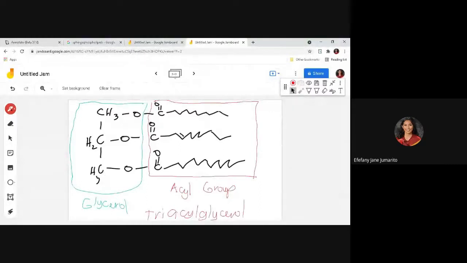Phospholipid. Class, phospholipid. Phospho, meaning phosphorus. Have you seen phosphorus here? No. The phosphorus is the letter P, from the periodic table. Did you see P here? No, ma'am. Okay. This one is fatty acid, fatty acid. So it's tri. So that's one. This one is triacylglycerol. Triacylglycerol.